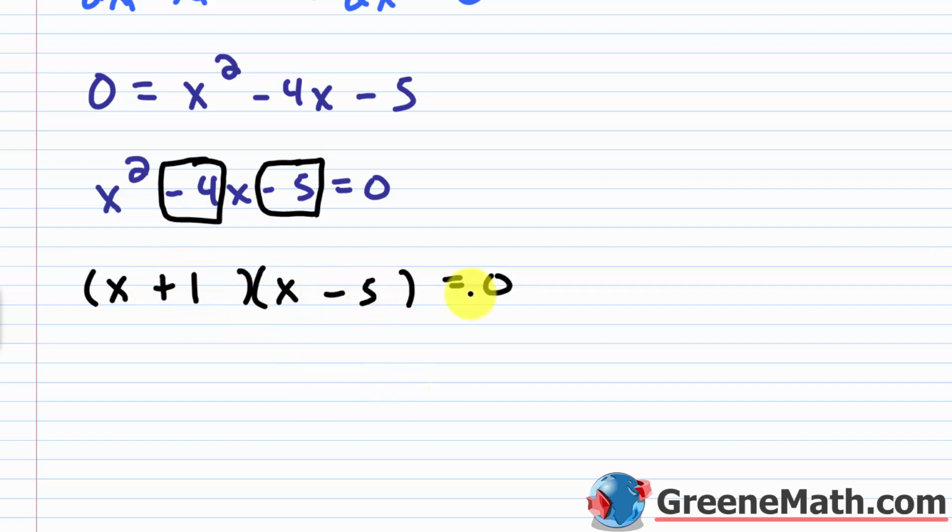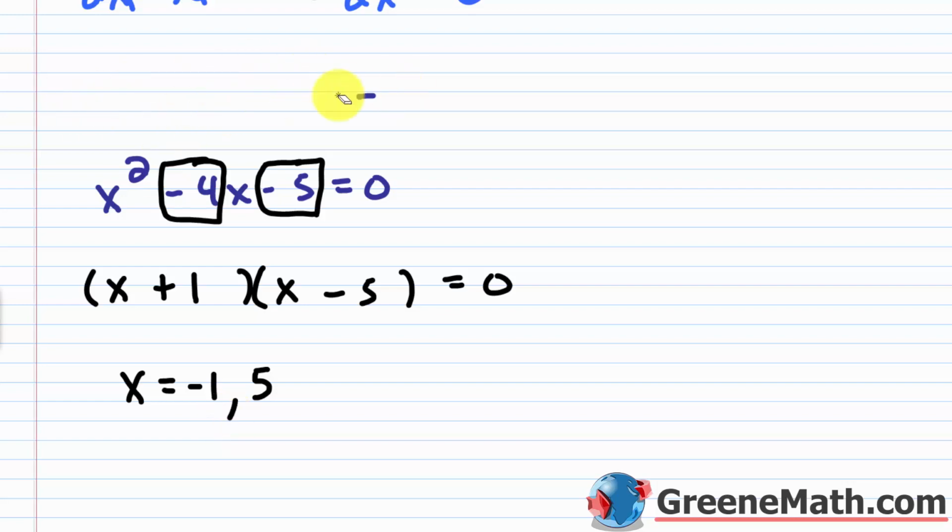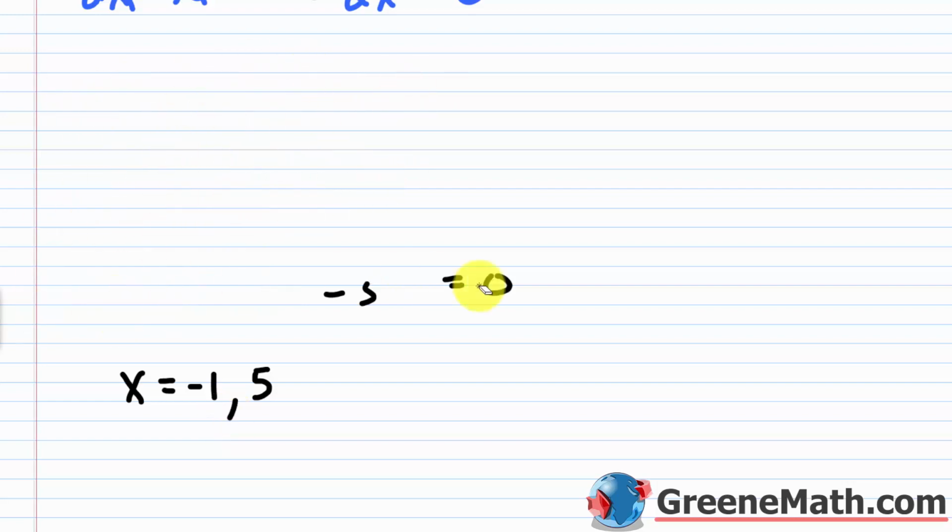So if we solve this using our zero product property, we would set x plus 1 equal to 0. Of course, that would give us a solution of x is equal to negative 1. And we would set x minus 5 equal to 0, and that would give us a solution of positive 5. Now, one of these is going to be extraneous, okay? So let me erase everything, and we're going to check both of these, and I'll show you which one's extraneous.